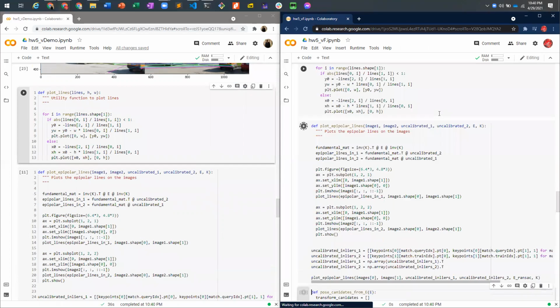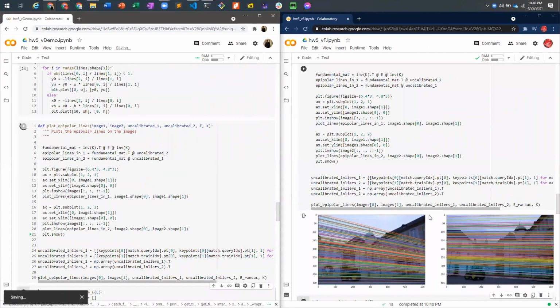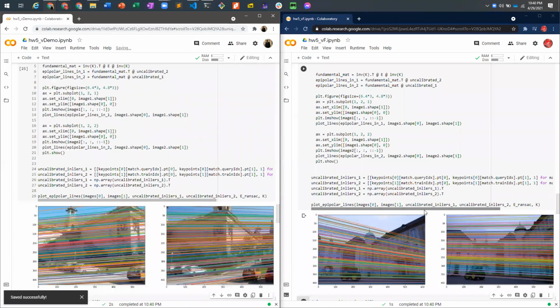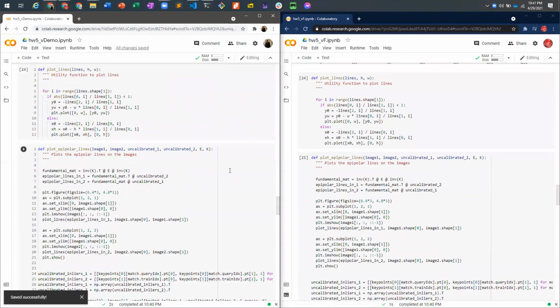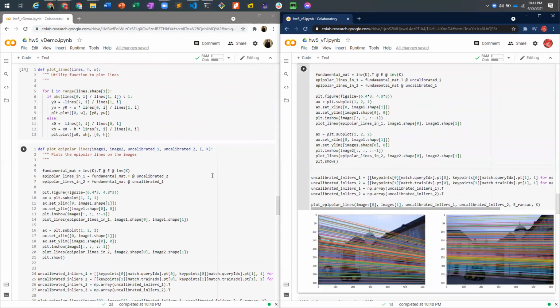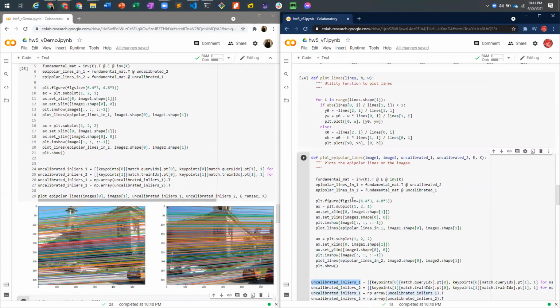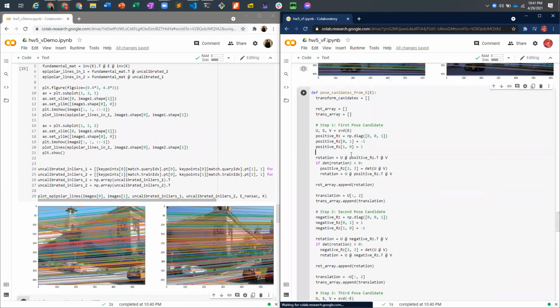Then the next step is plotting the epipolar lines, which gets us to the interesting part of where the cameras were located. Plot lines uses the formula of an epipolar line to come up with its equation representation, and then uses the pyplot class to plot it. The plot epipolar lines call converts uncalibrated inliers, and then we generate the corresponding epipolar lines. This was also given to us.